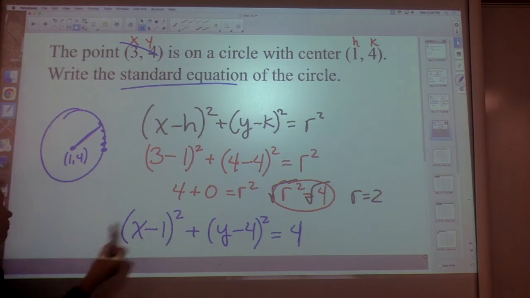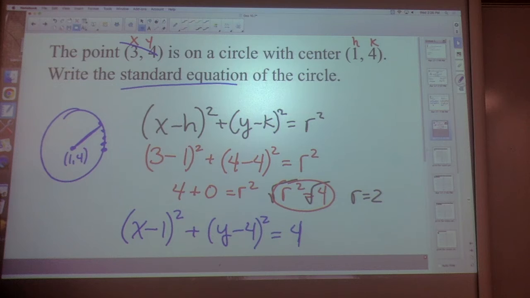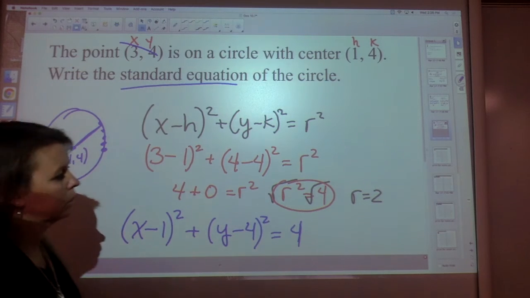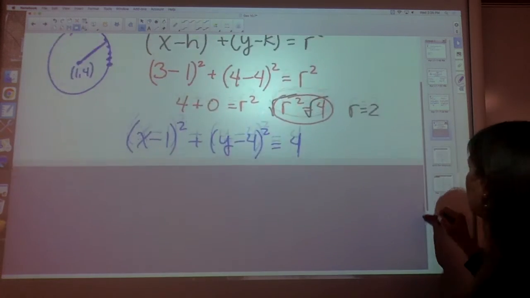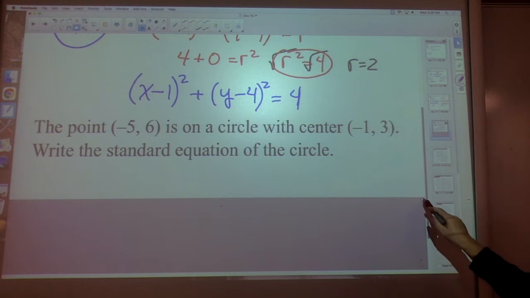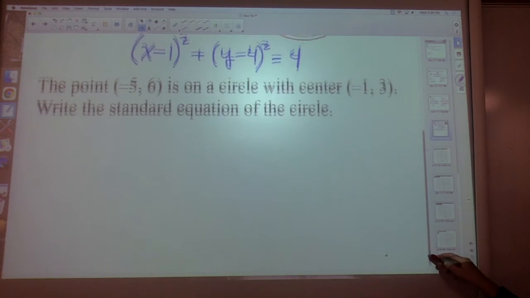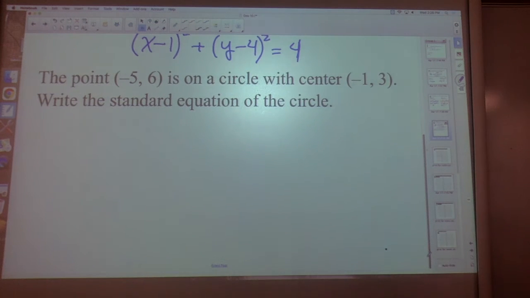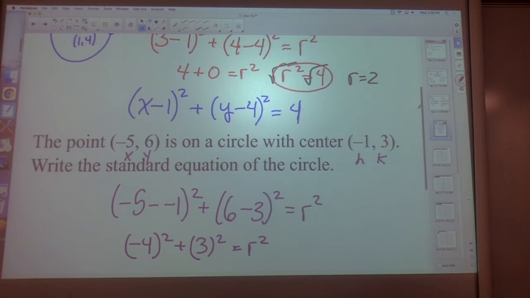Put the x back in, put the y back in. Try one more. Why don't you try this one on your own? Write it down, pause this video, and when you come back, see if you have the same equation I do. All right, you're back.